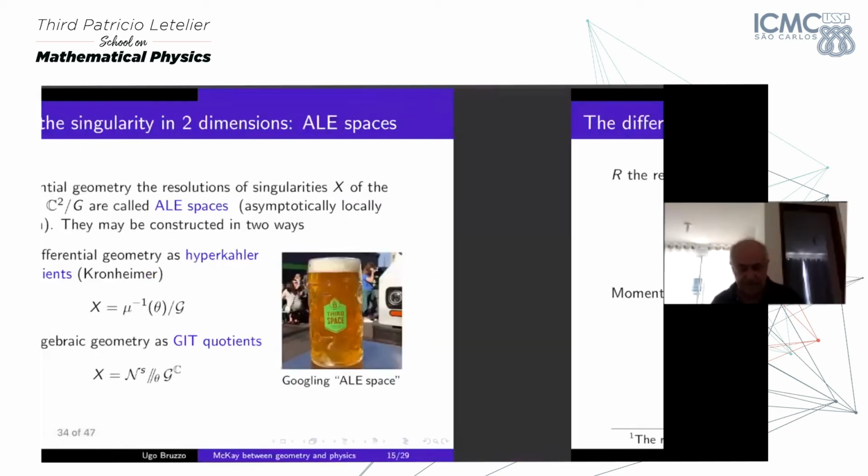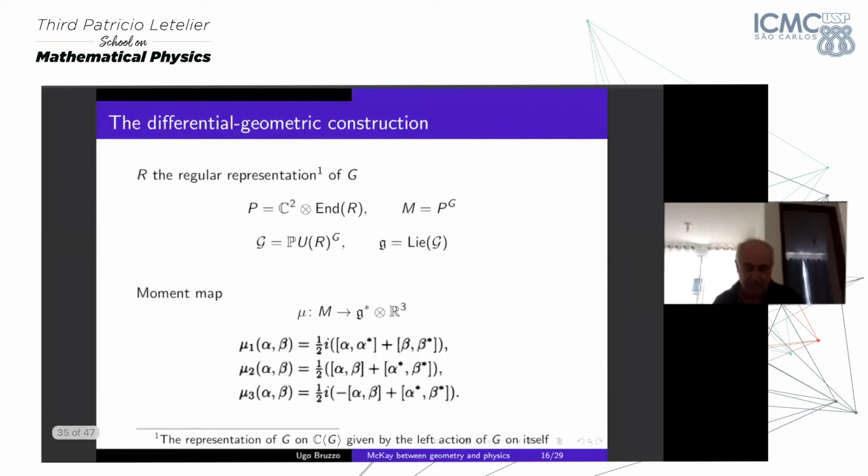Okay, so in principle, we have two approaches, two routes to follow to construct the resolution of the singularity. They produce the same result in a sense that I will specify in a moment. So what you do is the following. You take the regular representation of our group.